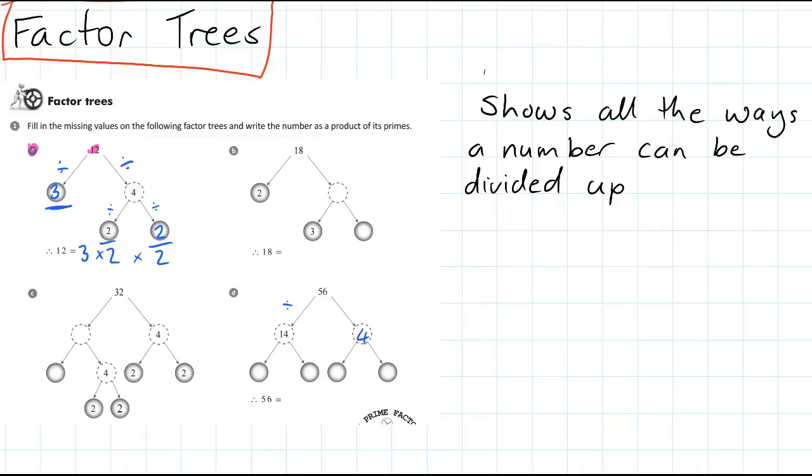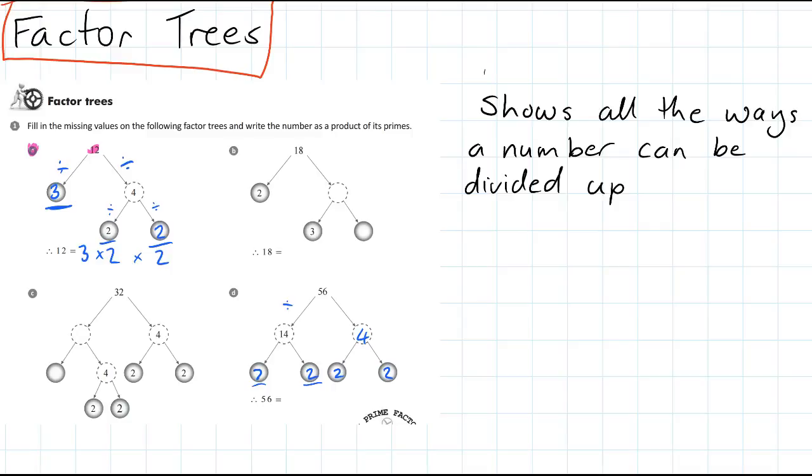Okay, but 14 and 4 can also be divided up into their own bits. Okay, so 14 can be divided up into 7 and 2, and 4 can be divided up into 2 and 2. Okay, so when you times 7 and 2, you should get 14, and when you times 2 and 2, you should get 4. Timesing up is just a good way to show that you're right and to check it.